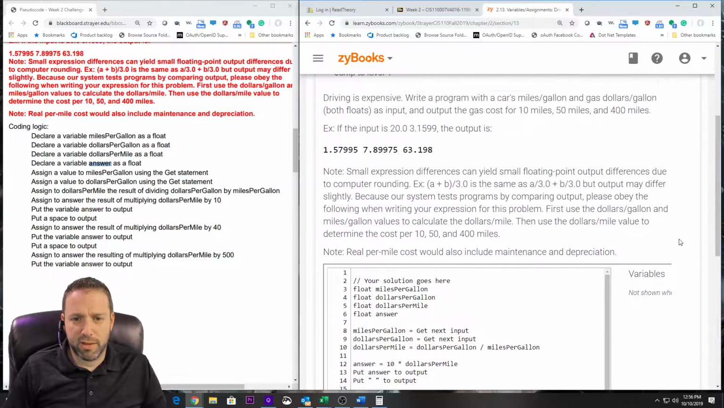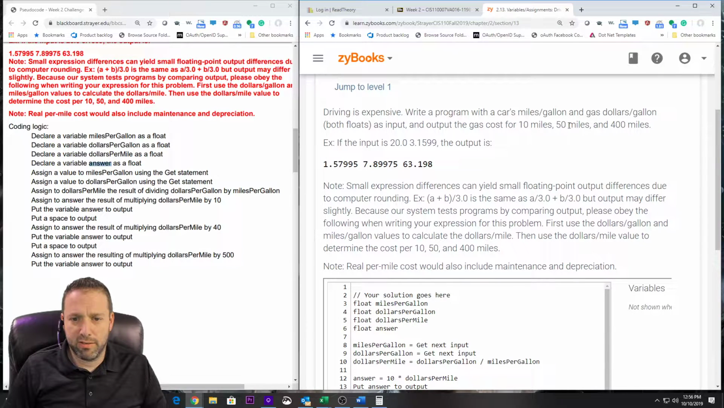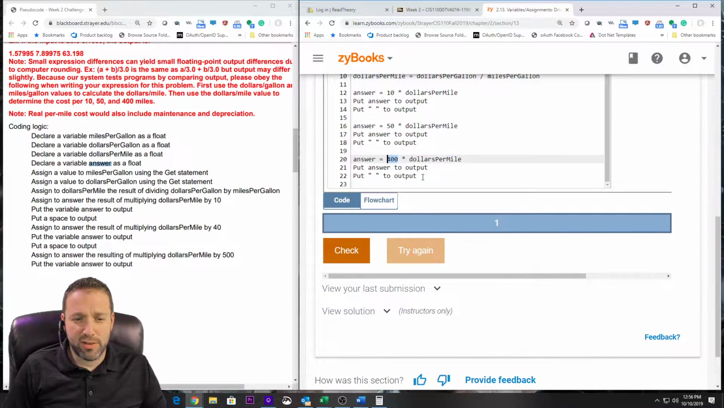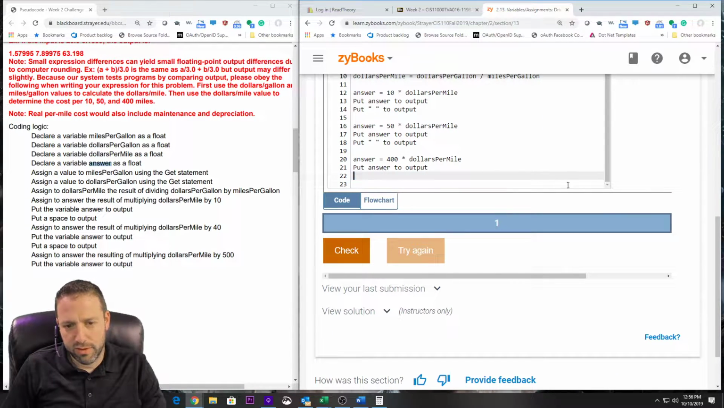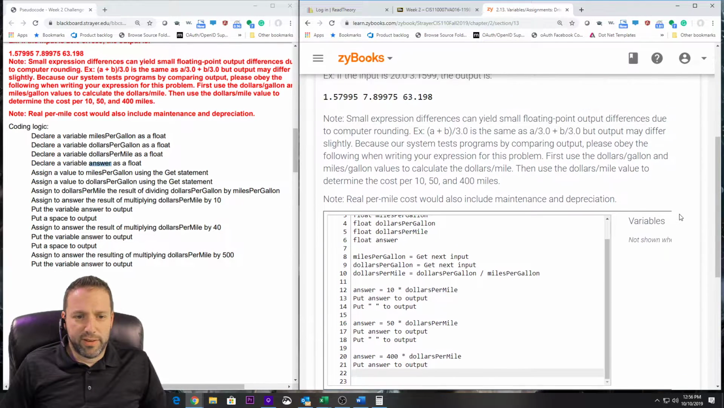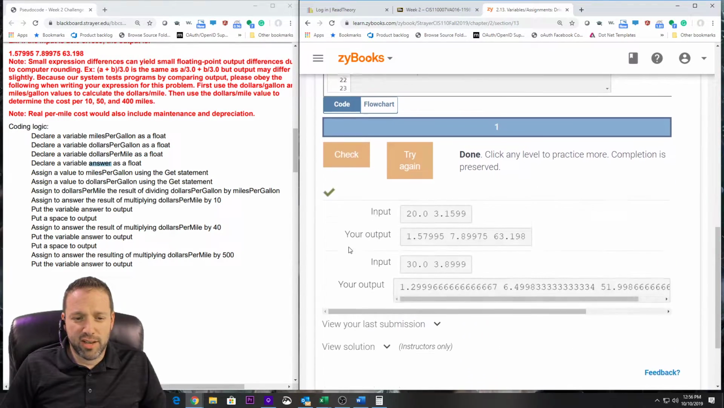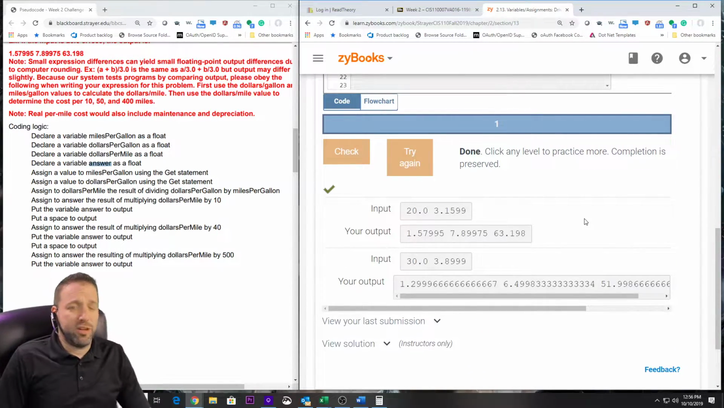And if I scroll back up, did I get that right? 10, 50, 400. So I can see 10, 50, 400. Now I don't need this last space because if I look at my outputs, it's value, space, value, space, value. There's no real space after that. So I'm going to check it and I am good.